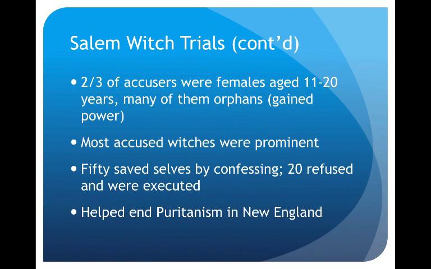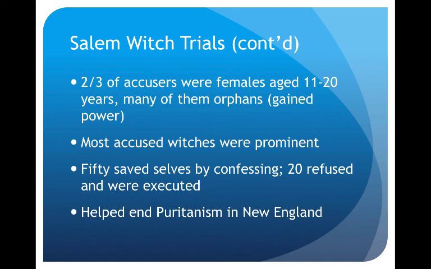Two-thirds of the accusers were females aged 11 to 20, many of them orphans. So what you have here is people of very low social status maybe striking back against people of higher social status. Most people accused of witchcraft were prominent. 342 people got accused of witchcraft. Keep in mind, the colony had a population of 500, so we're talking almost 70%.